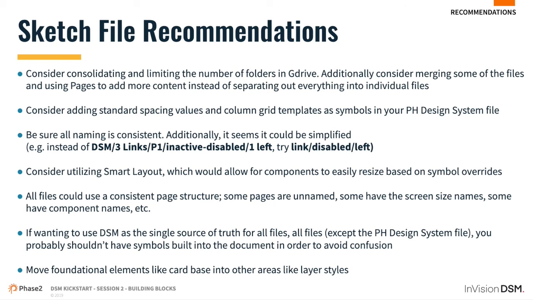And now here are some recommendations for your Sketch files. You may want to consider consolidating and limiting the number of folders in your Google Drive. Additionally, consider merging some of the files and using pages within Sketch to add more content in each file rather than separating everything out into separate individual files. Consider adding standard spacing values and column grid templates as symbols in your PH design system file. Be sure all naming is consistent, and it could also be simplified. So right now you have DSM, 3 links, P1, inactive disabled, 1 left. You may want to change that to link disabled left as a good example for a symbol.